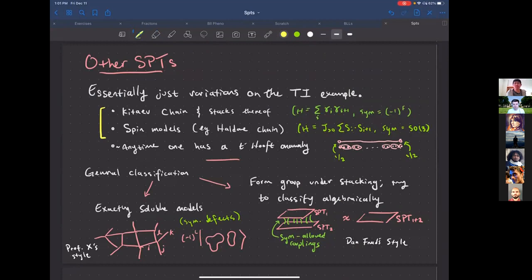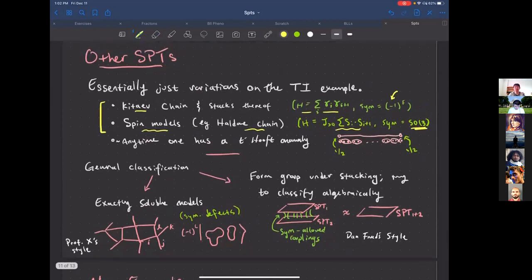People may have heard of the Kitaev chain, which is a chain of Majorana fermions with this Hamiltonian. The symmetry, the S in the SPT, is this fermion parity. There are also some spin chain models. There's this famous Haldane chain, where the Hamiltonian is this. These are spin 1 operators. The S in SPT is this.